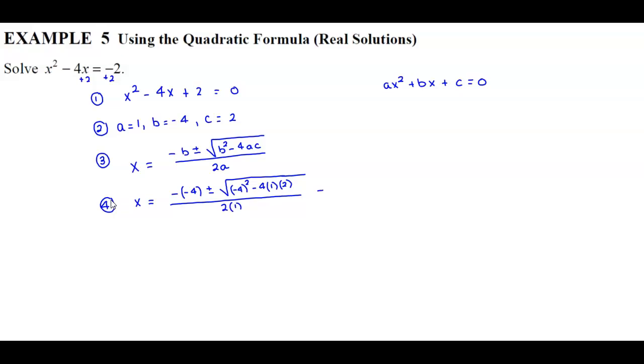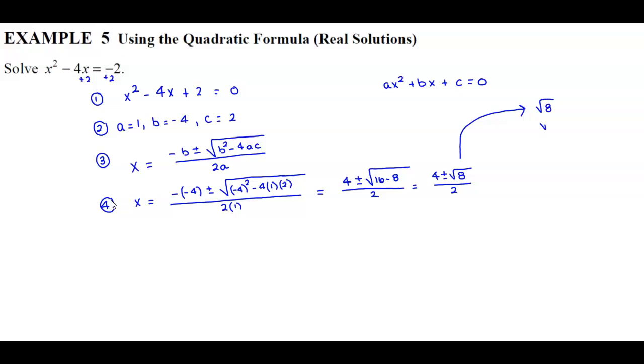Now if we extend this a little further, a negative times a negative 4 gives us a positive 4, plus or minus the square root of, well, negative 4 squared. That means negative 4 times negative 4 is positive 16. And then minus 4 times 1 times 2 is minus 8. And then 2 times 1 is going to give us 2. So now we have 4 plus or minus the square root of 16 minus 8, which is 8, divided by 2. So now we need to simplify the square root of 8.